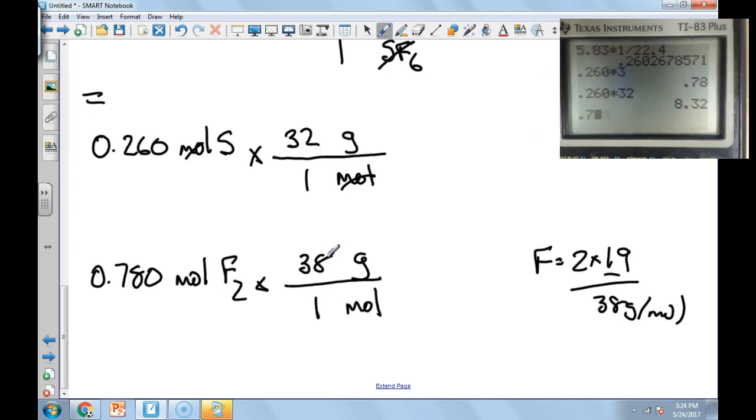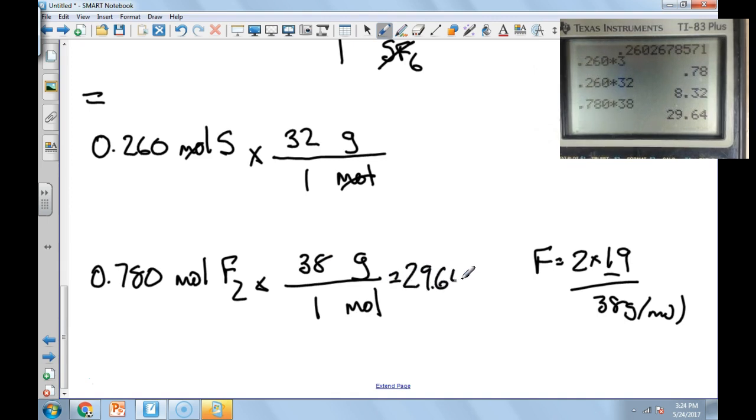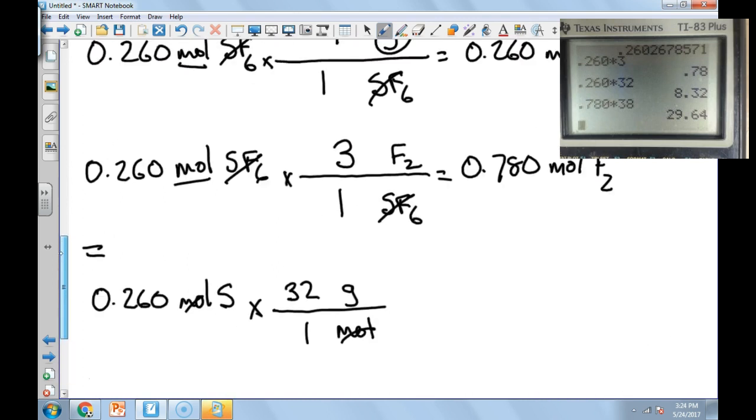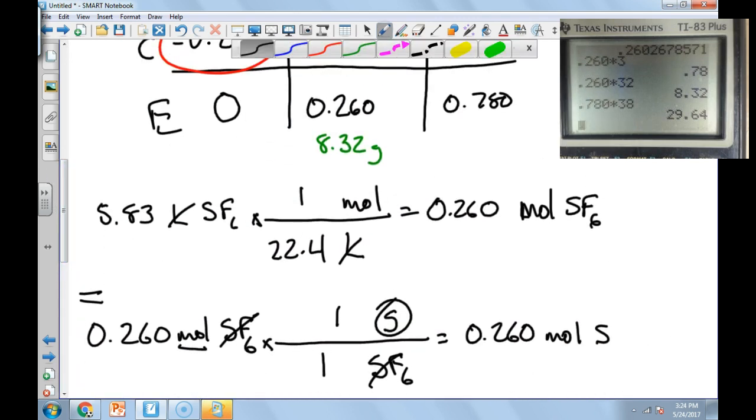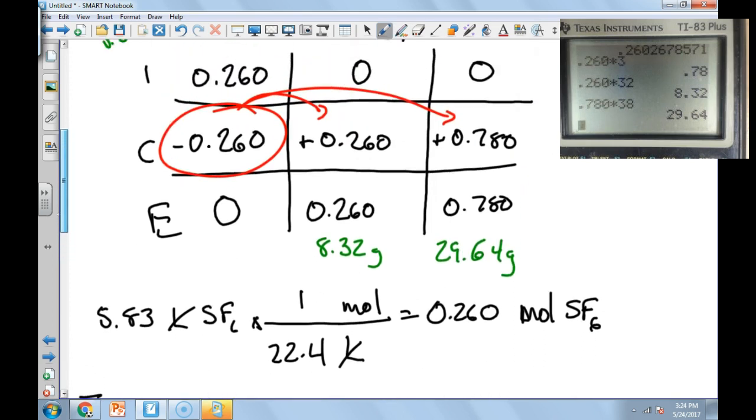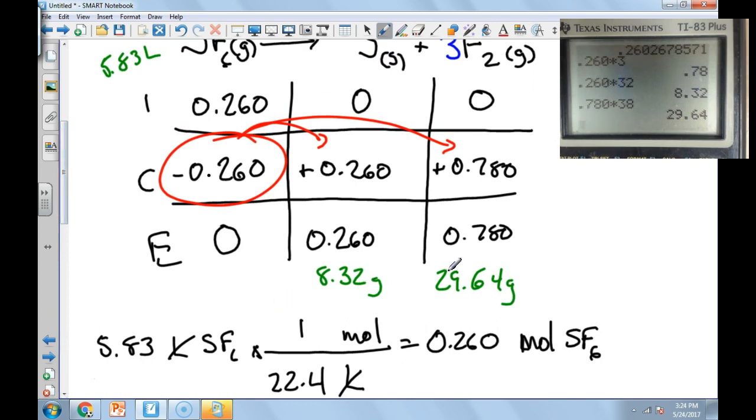So we do 0.780 times 38, and so when we do that, we get 29.64 grams. So now we come back up here, and we go 29.64 grams. The funny thing is that we can't do a check, at least right this second, for law of conservation of mass, because we don't have how many grams of this we started with. But let's add this up anyways, plus 8.32.